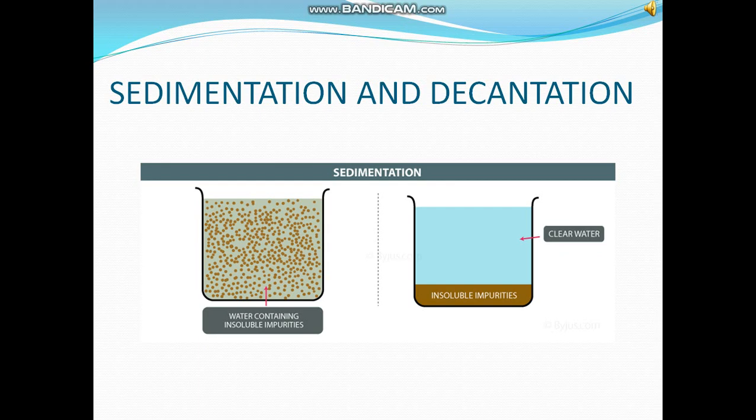Children, now the next method is sedimentation and decantation. When muddy water, or water having some insoluble impurities in it, is kept undisturbed for some time, then impurities will settle down and the clear water comes up. You can see in the diagram in the picture. Then the insoluble impurities are settled down after some time, and we can pour the clean water into another vessel, and we can get the clean water. This method is called sedimentation and decantation.